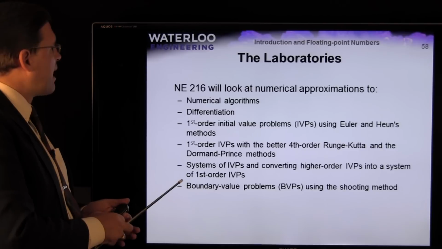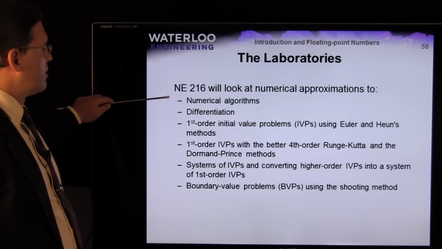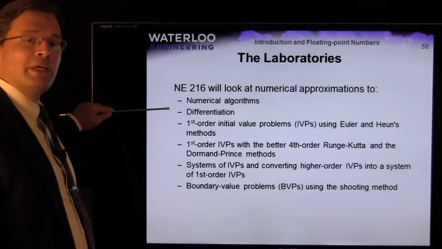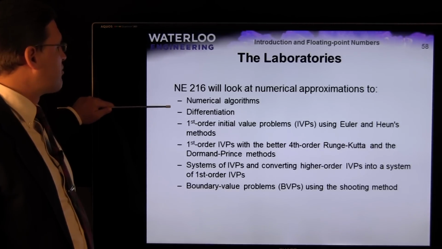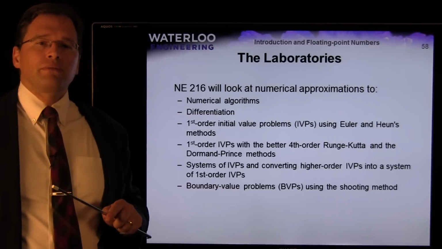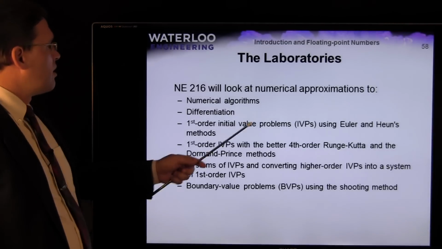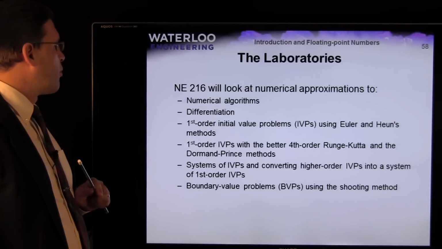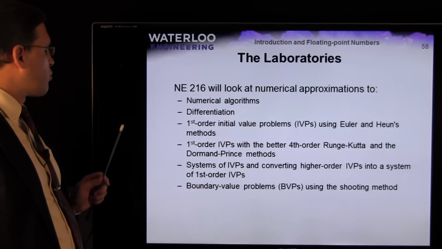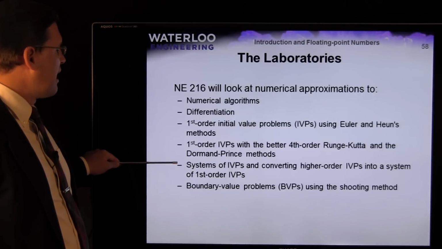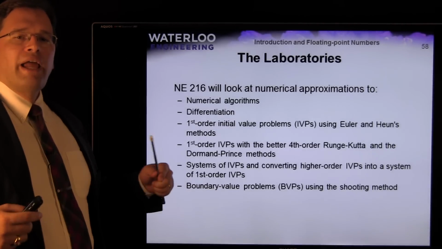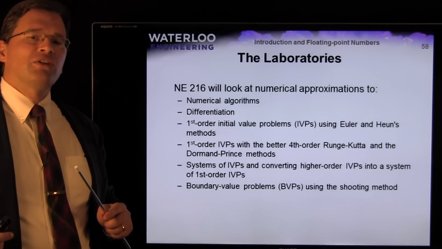The labs in this course will be just numerical algorithms in the double precision floating point format. Next week, or 2 weeks from now, you will see differentiation. Then we will approximate first order initial value problems using Euler's method and Heun's method. Then we'll use first order IVPs with fourth order Runge-Kutta and the Dormand-Prince method. Then we will see a system of initial value problems and higher order initial value problems.